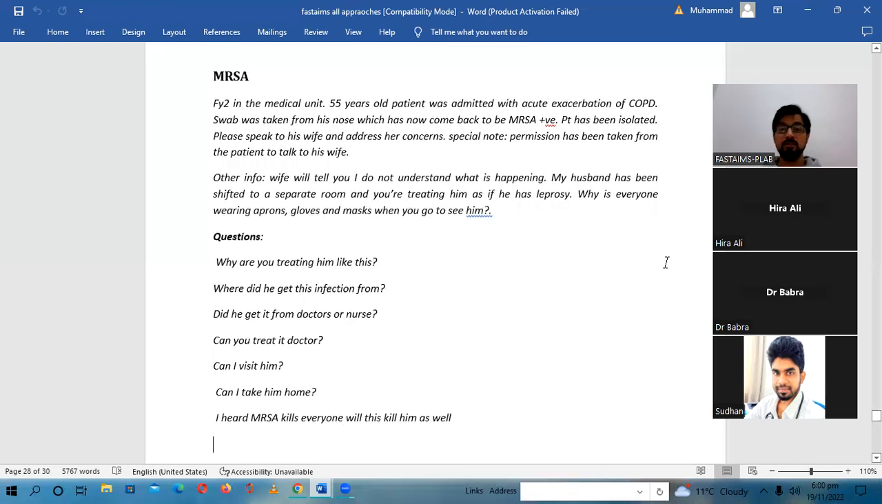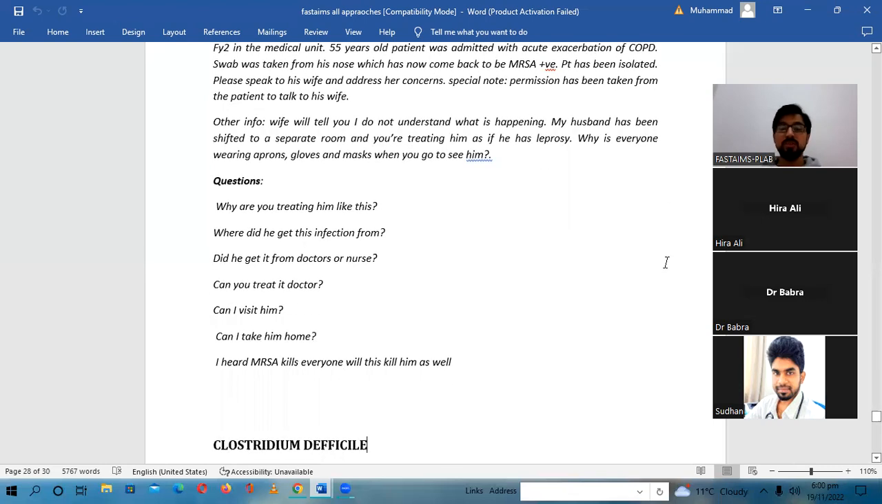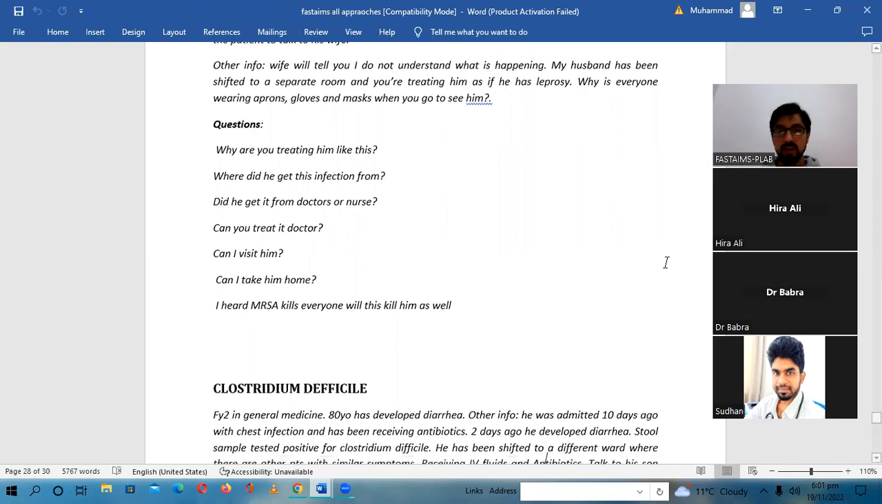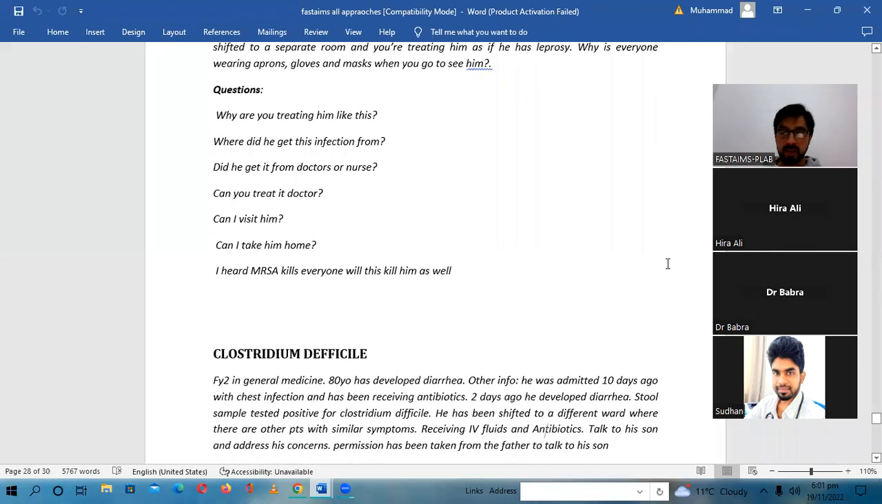She thinks that her husband is being treated like he has developed leprosy. So why are you treating him like this? Where did he get this infection from? Did he get it from doctors or nurses? Can you treat it, doctor? Can I visit him? Can I take him home? I heard MRSA kills everyone. Will this kill him as well? Okay, so we are going to look into her concerns shortly.